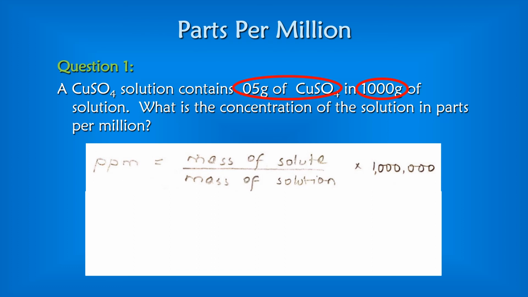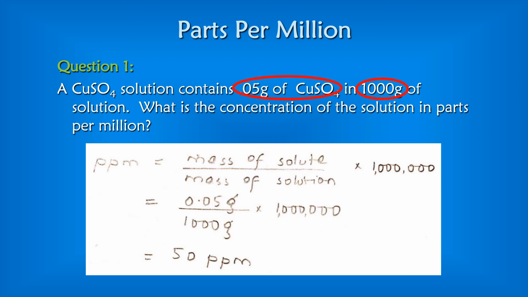Next, we can go ahead and plug in our numbers. The mass of solute is 0.05 grams and the mass of the solution is 1000 grams. Everything is given straightforward here. There's nothing that we need to figure out. And then we times that by 1 million. Just do the math, plug everything in your calculator, and your answer turns out to be 50 parts per million.